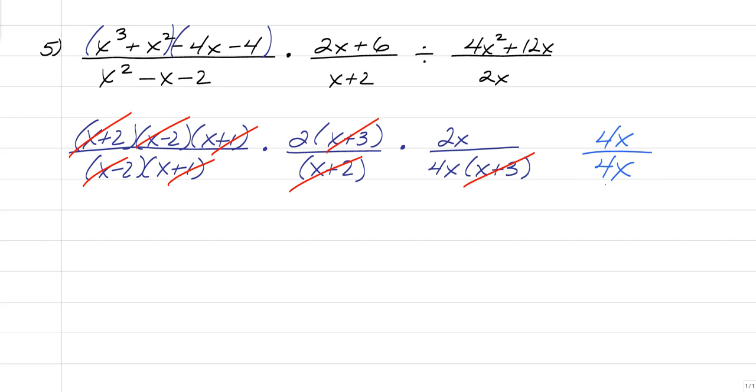And those are the same terms. 4 over 4 cancels, x over x cancels. There's no plus sign or minus sign. So that entire thing actually simplified to 1. So if you got 1 after all that work, good job. You factored all of that beautifully and canceled everything correctly.